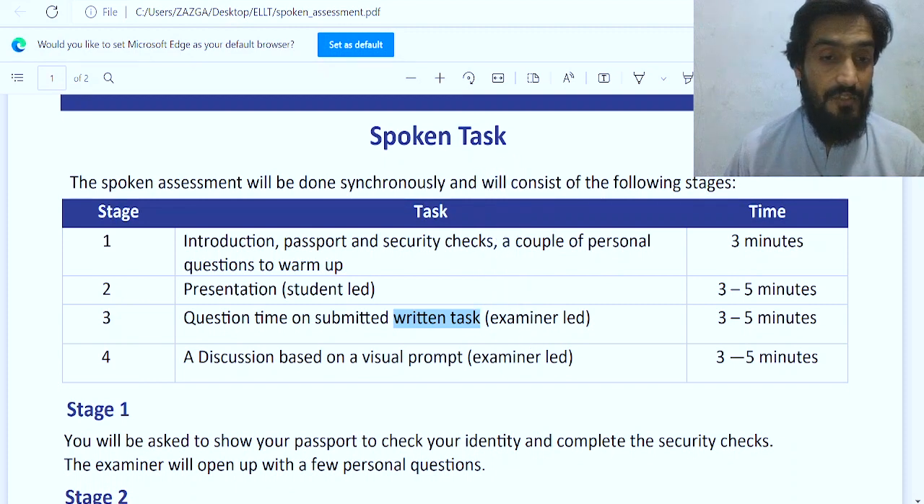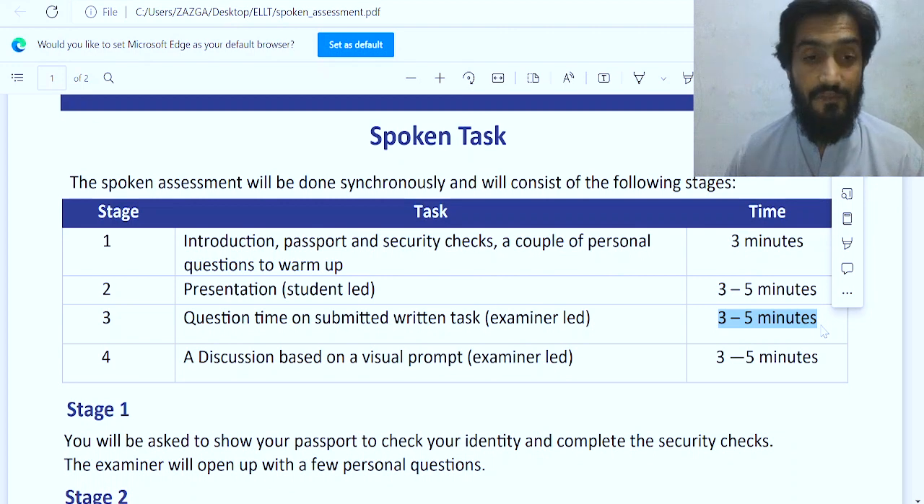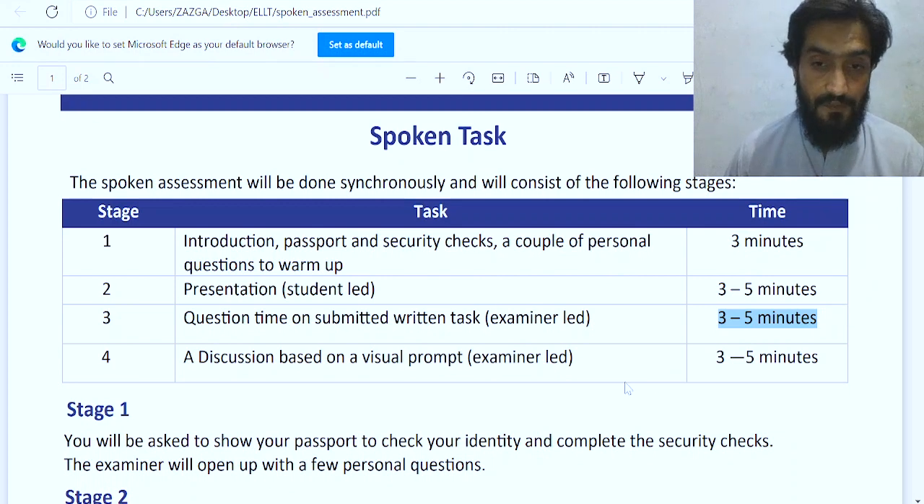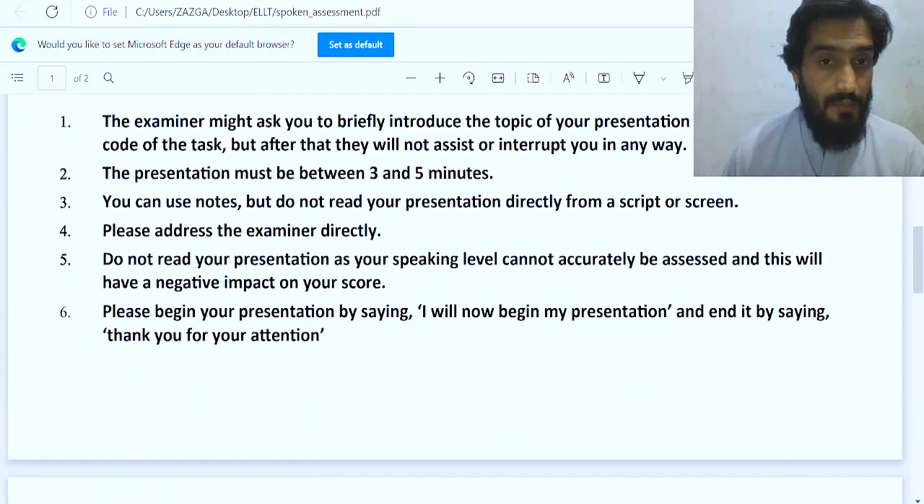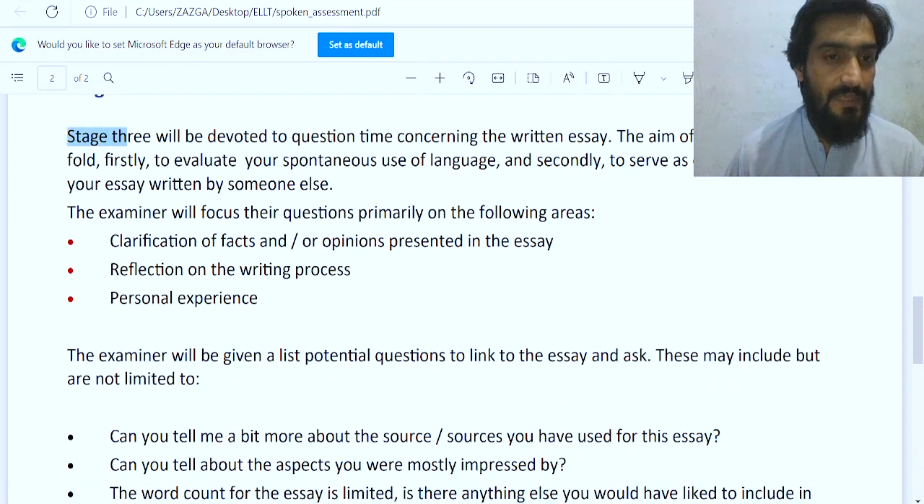because the examiner will ask you about the meanings of difficult words or complicated words or expressions or sentences, and this stage will also last 3 to 5 minutes. The examiner might ask you one question, might ask you 4, 5 or 6 questions. It differs from examiner to examiner. Now stage 3 is explained here.